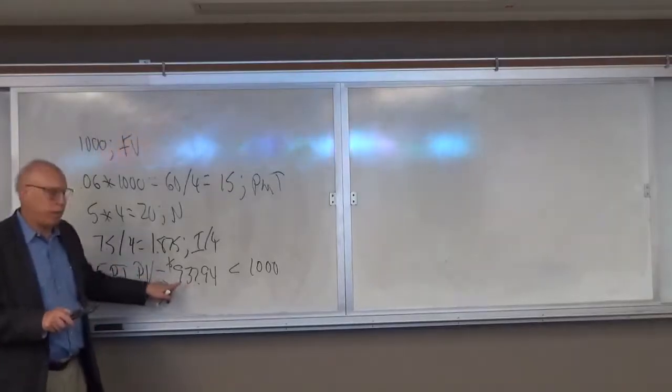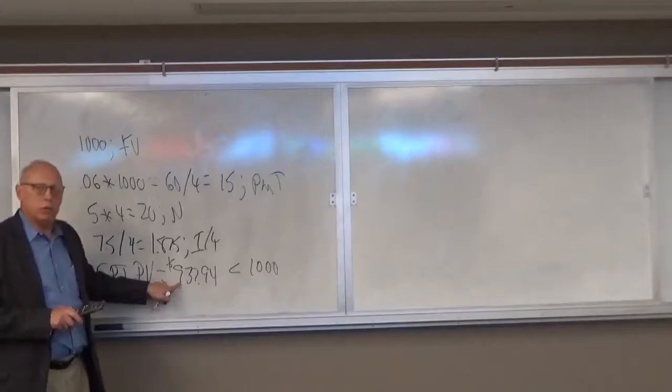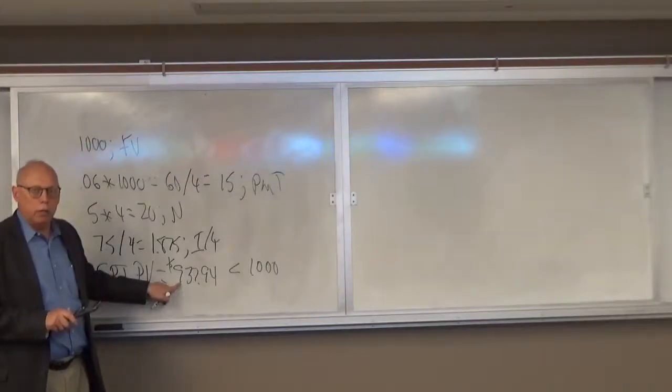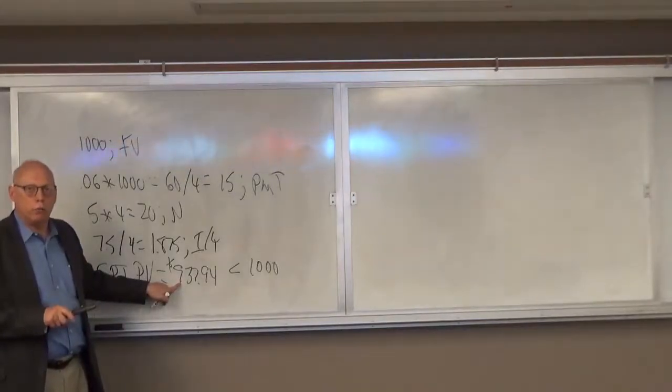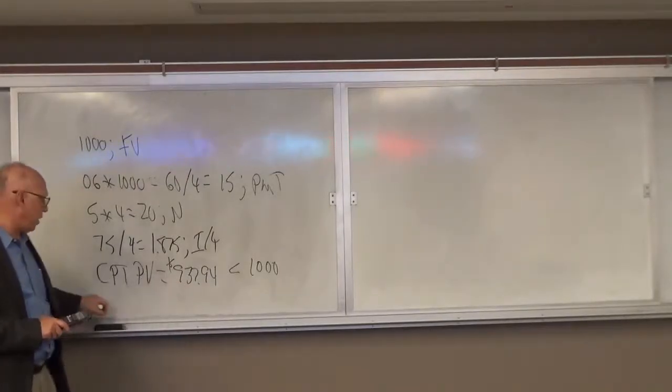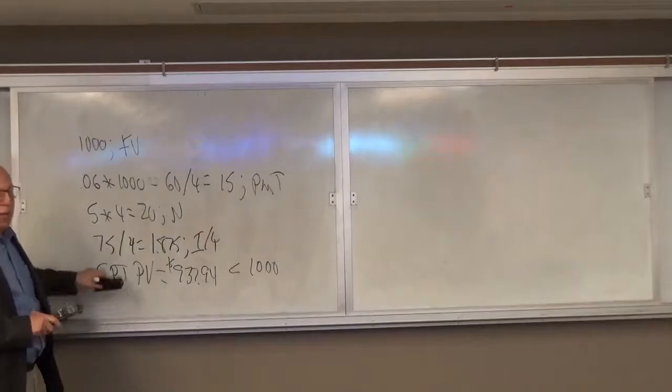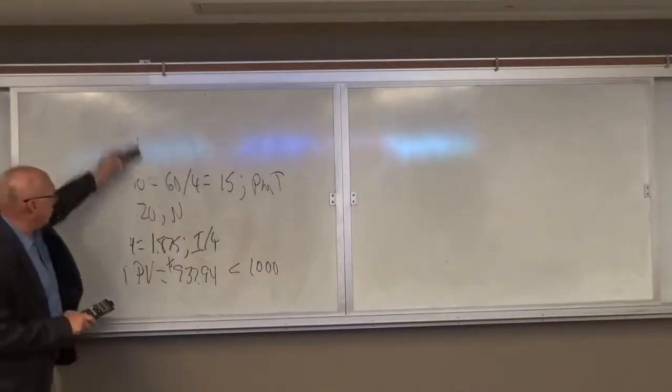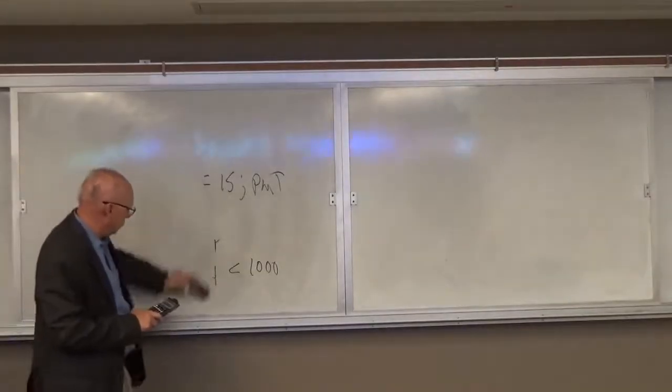Anytime a bond price is less than 1,000, that means the market rate is higher than the coupon rate. Market rates have gone up, and the bond present value or market price goes down. All right, let's work another problem.